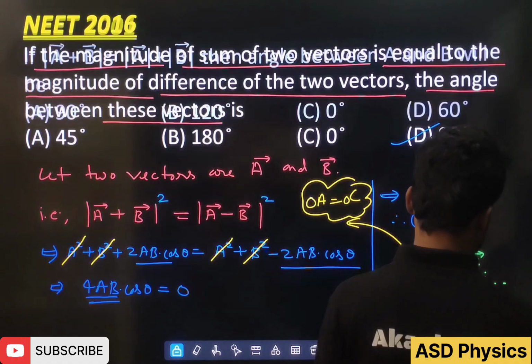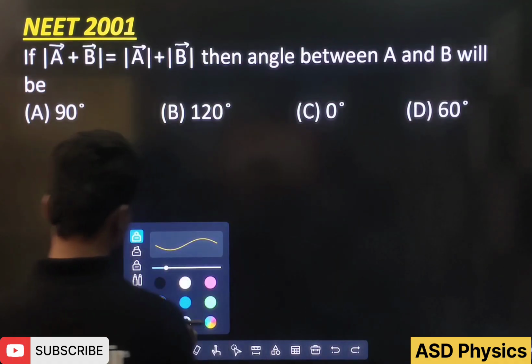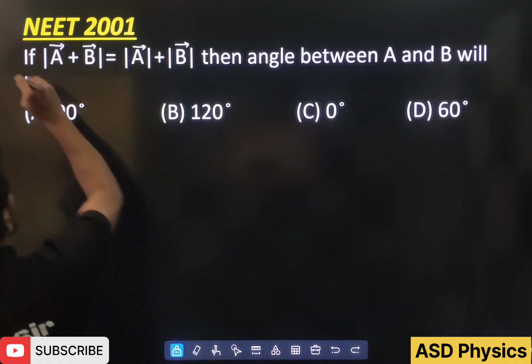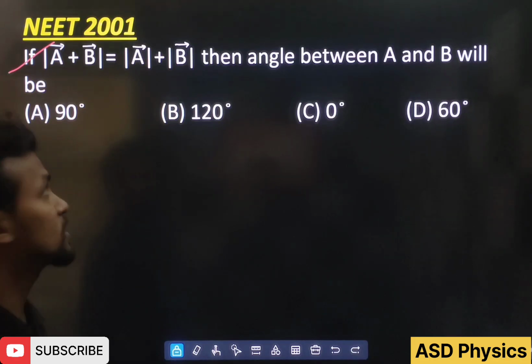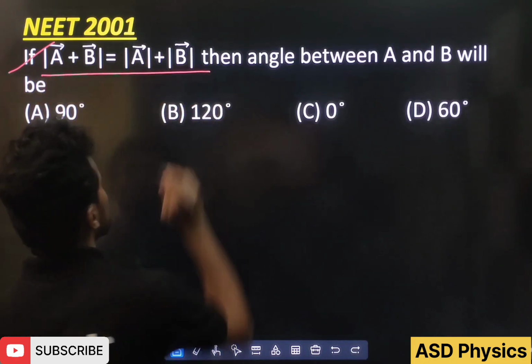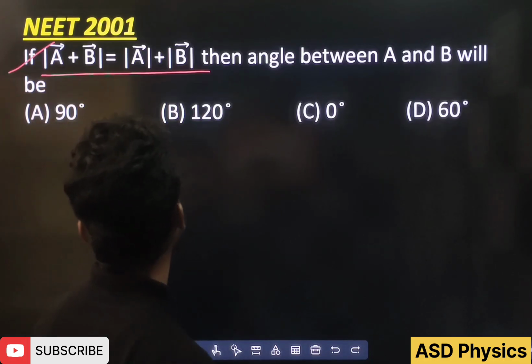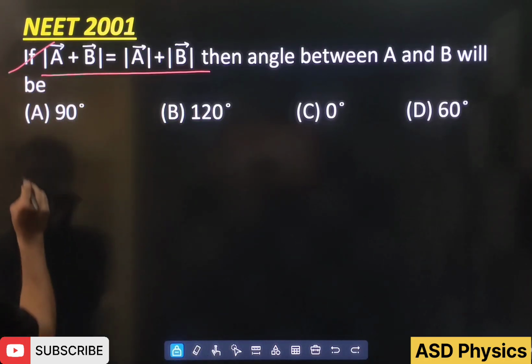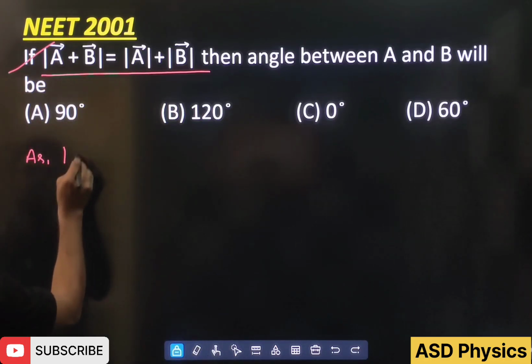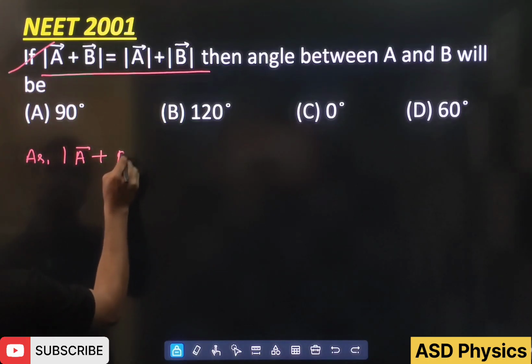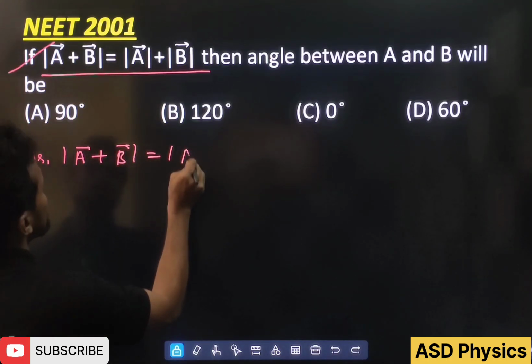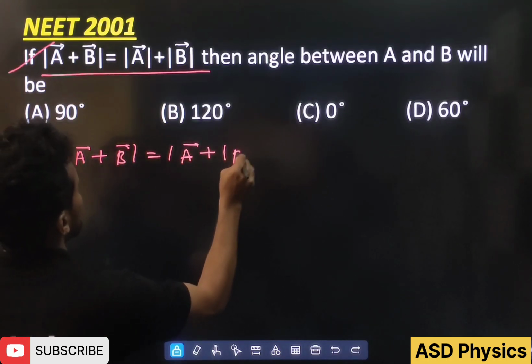Great. Next one, see here. Now very easy. Now, see, a NEET 2001 question is there. What is the question? Mod A plus B is equal to mod A plus mod B. Then the angle between A and B will be how much here? Okay, so as it is given here, see, mod A plus B is equal to what is given? Mod A plus mod B.